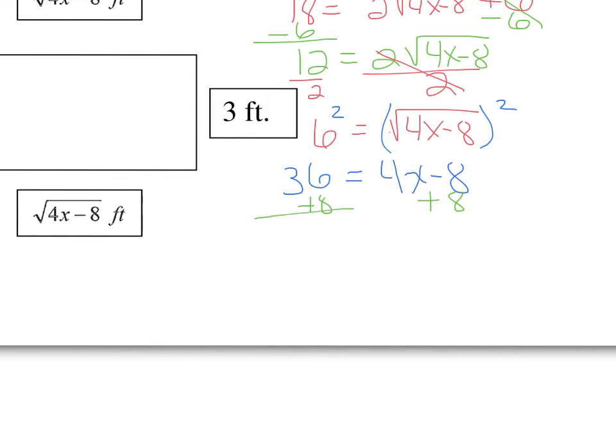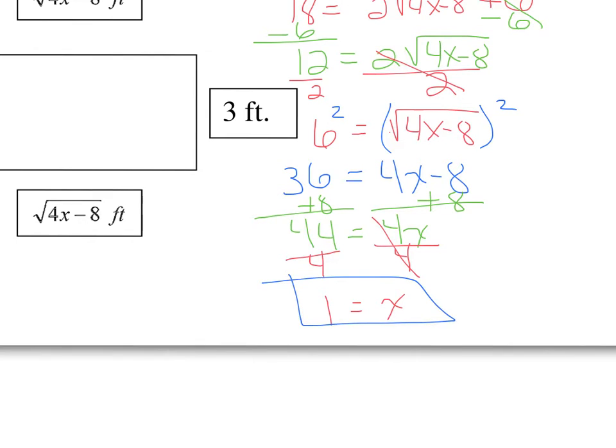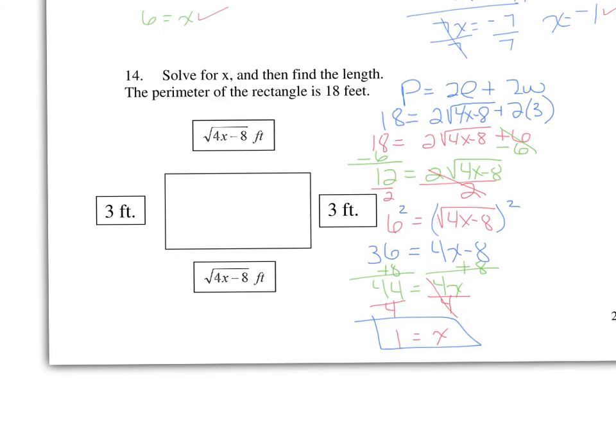36 plus 8 is 44, and then divide by 4 to isolate x. We get x equals 11. All right, well that was the first part of the problem, because the directions say solve for x, which we did. x equals 11, and then find the length.